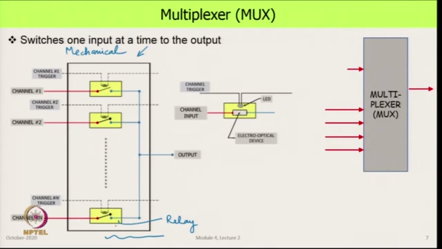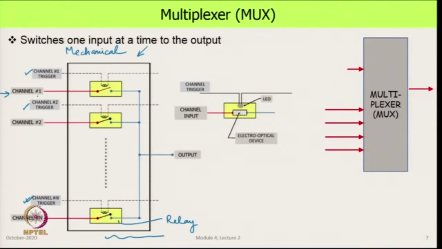Inside this there is a physical contact, a switch, which is activated by a small electromagnet. This electromagnet gets a signal which is called the trigger signal. So, each such device takes one signal in and connects it to the output, and this switch is activated by the trigger for that signal.